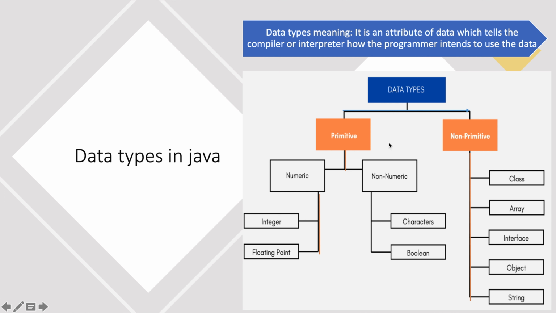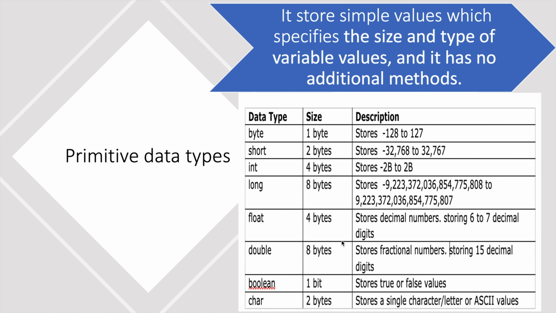So let's go ahead and move to the non-primitive, which is a reference type as well. For non-primitive types, we have class, array, interface, object, and string. The main difference is that a non-primitive type has methods that it can use, whereas a primitive type doesn't have a method in it. As I said earlier, primitive data types help to store simple values and have no additional methods.